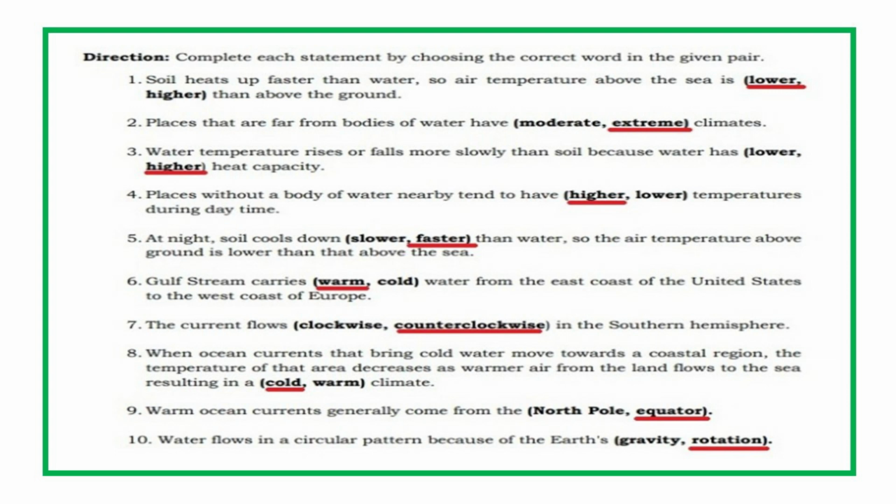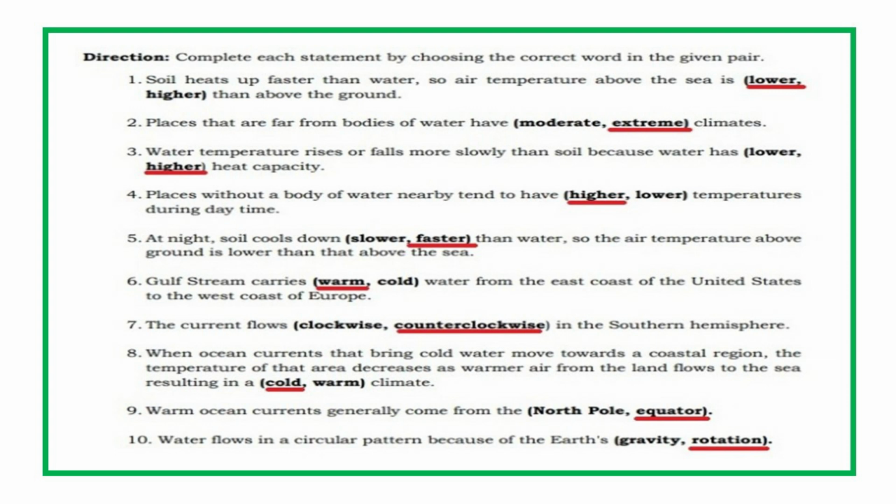Places without a body of water nearby tend to have higher temperatures during daytime. At night, soil cools down faster than water, so the air temperature above ground is lower than that above the sea. Gulf Stream carries warm water from the east coast of the United States to the west coast of Europe. The current flows counterclockwise in the southern hemisphere. When ocean currents that bring cold water move towards a coastal region, the temperature of that area decreases as warmer air from the land flows to the sea, resulting in a cold climate.